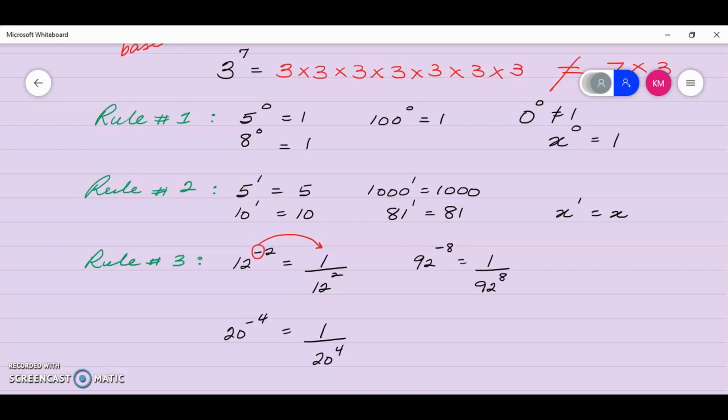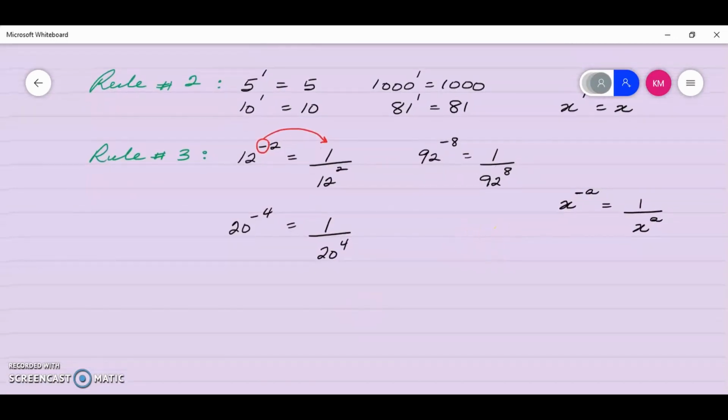So let's write rule number 3 in a general form. Let's use x again, x being our base, and we are raising this to the power negative a, where a represents any number, right? And it's a negative power we are dealing with, so we have negative a. This is going to be 1 over x to the power a. And I just explained that rule with these 3 questions here. So x to the power negative a gives us 1 over x to the power a. Let's look at rule number 4.